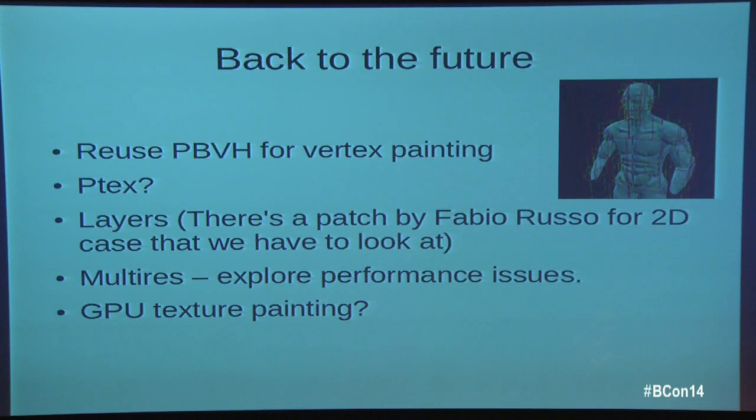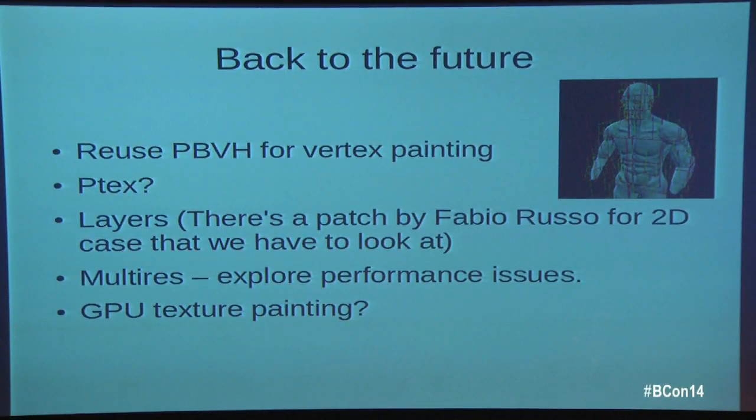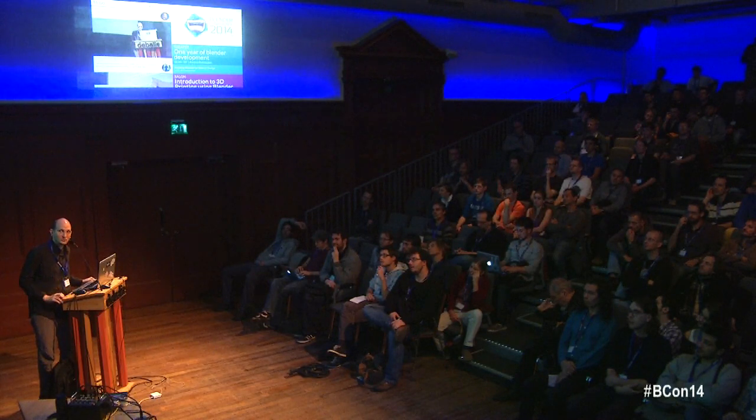We have a great patch by Fabio Russo, who has coded layer support like Photoshop in the 2D image editor, which is a huge patch. I'm not sure if we can properly look and integrate it soon enough because of the size of it, but it would be really nice to have. We have to fix the multi-res modifier, and any people who are sculpting here, I'm sure, will have experienced the quoted awesomeness of the multi-res modifier. And maybe I'd like to look into GPU texture painting for the future.